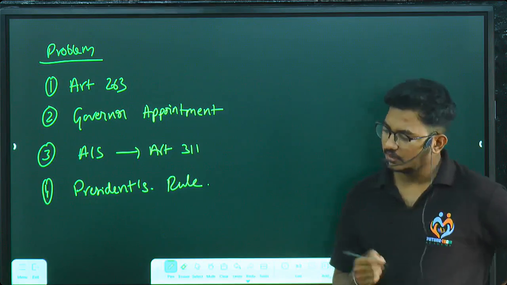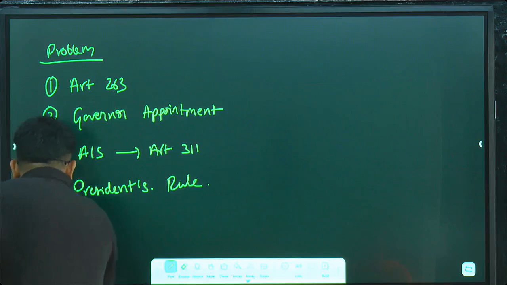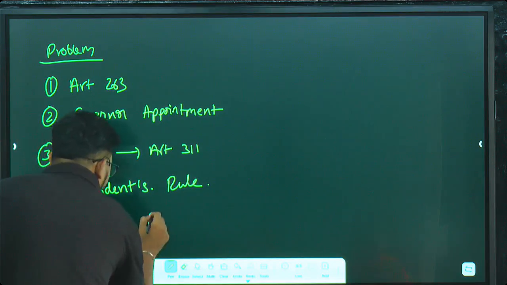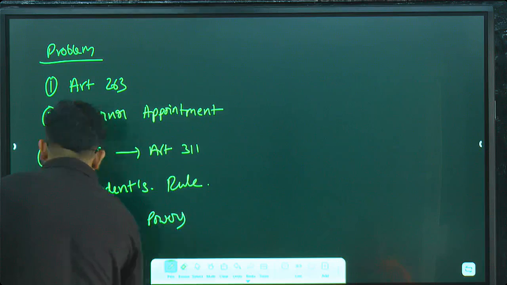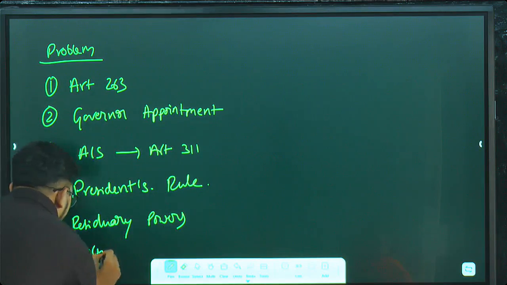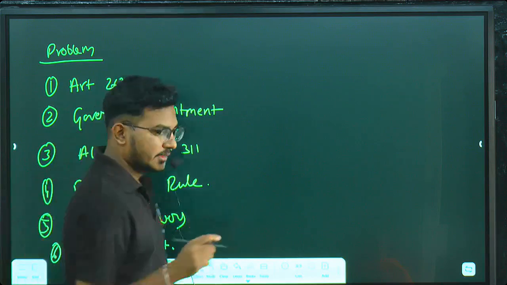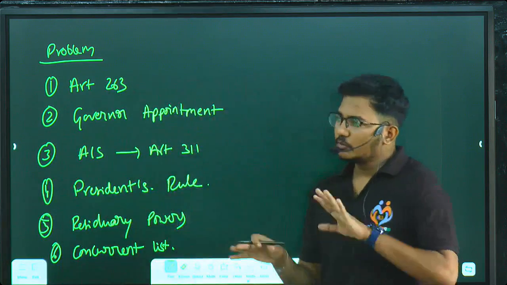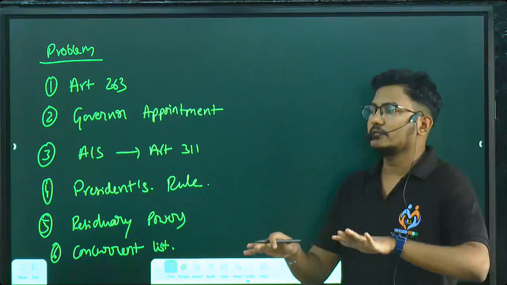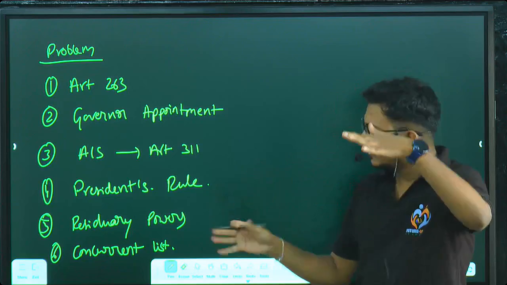Let's keep it like residuary powers and concurrent list. Residuary powers are only with center, not with state. And concurrent list: on the concurrent list, both can make law. If both are making and there is any conflict, then central law will prevail and state law will disappear.